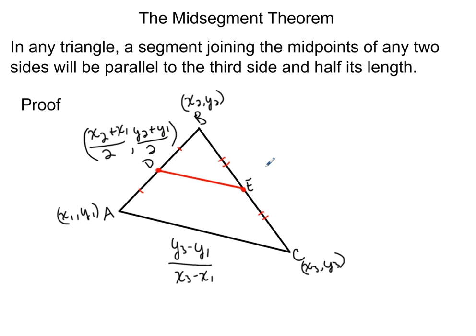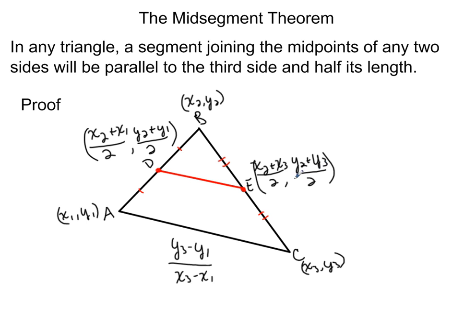Okay, and for this one over here, same deal, the average of these two points this time. So we've got x2 plus x3 divided by 2, and y2 plus y3, and divide that by 2, and that is the coordinates for that point. So now once again, I have to find the slope of DE.